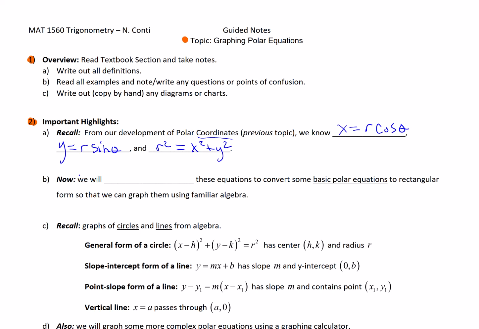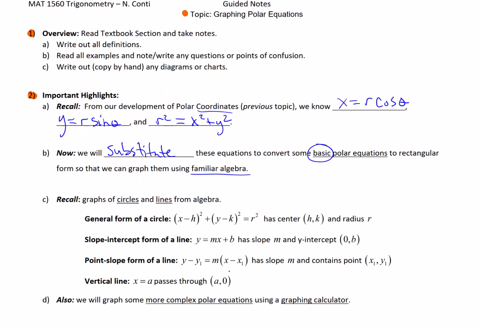And now, or actually even then in the previous topic, we will substitute these equations to convert some basic polar equations into rectangular form so we can graph them using familiar algebra. So we're going to start with these basic ones because they allow us to use our algebraic experience, and then we'll extend beyond those a little bit as well later on in our examples.